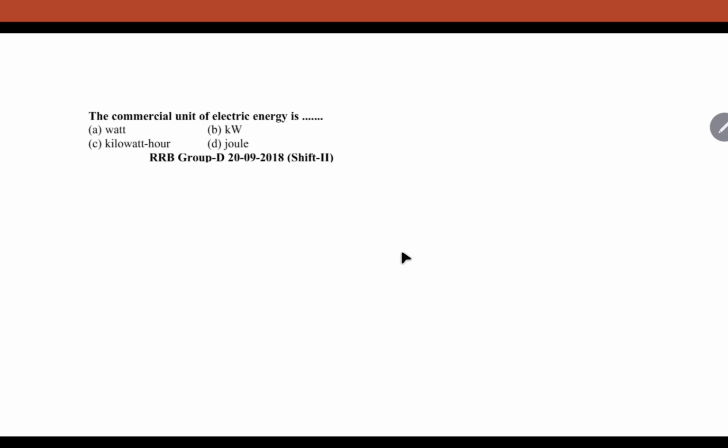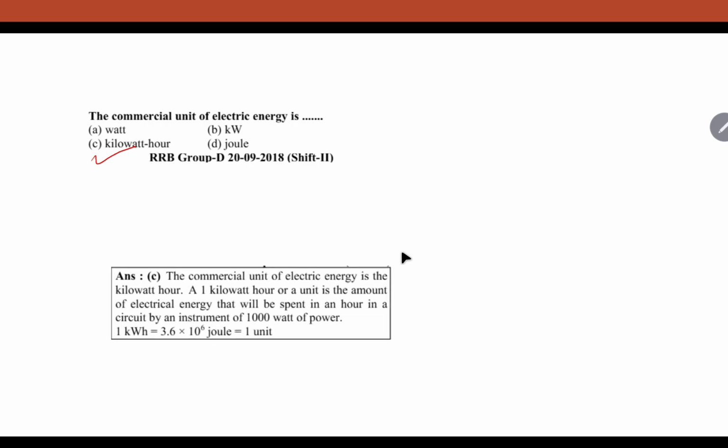Next question. The commercial unit of electrical energy. The electrical energy commercial unit is kilowatt hour. Option C is the answer. The commercial unit of electrical energy is a kilowatt hour. 1 kilowatt hour, or a unit, is the amount of electrical energy that will be spent in an hour in a circuit by an instrument of 1,000 watts of power. 1 kilowatt hour is equal to 3.6 into 10 to the power of 6 joules, which is equal to 1 unit. Next question.